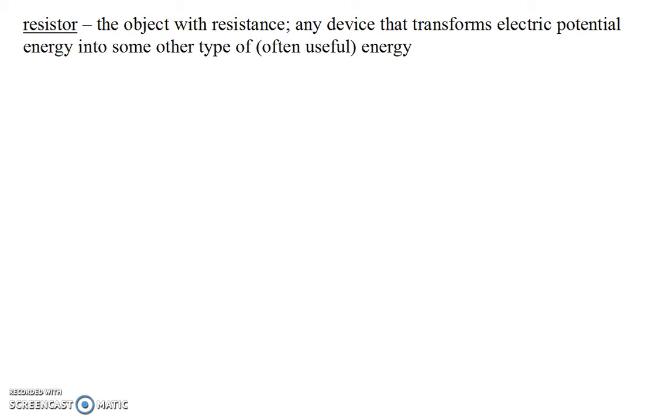That would be this. It's any device that transforms electric potential energy into some other type of often useful energy. Sometimes it's not useful, sometimes it is, but usually you put the resistor in the circuit to do something. And you're familiar with all sorts of resistors in your life. I'm not going to list a whole bunch of them here, but in class I would ask you for a list of them, and after we get going, usually you can generate a very good list.